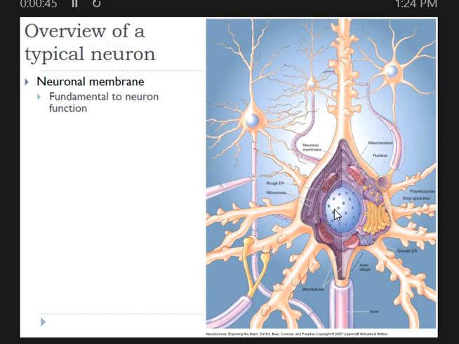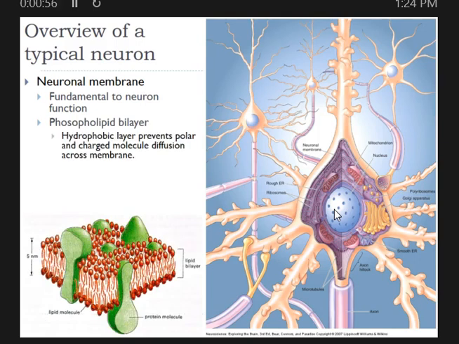And the cell membrane is not just an envelope that contains all the structures that exist within the cell, but it's also really fundamental to the function of how cells work. Cell membranes for neurons, like any other cell, are composed of phospholipid bilayers. This is a little picture I always liked. This is just like a little chunk out of the membrane. So this might be the outer surface of the membrane, and we've just kind of carved out a little square of it and then zoomed in on it.